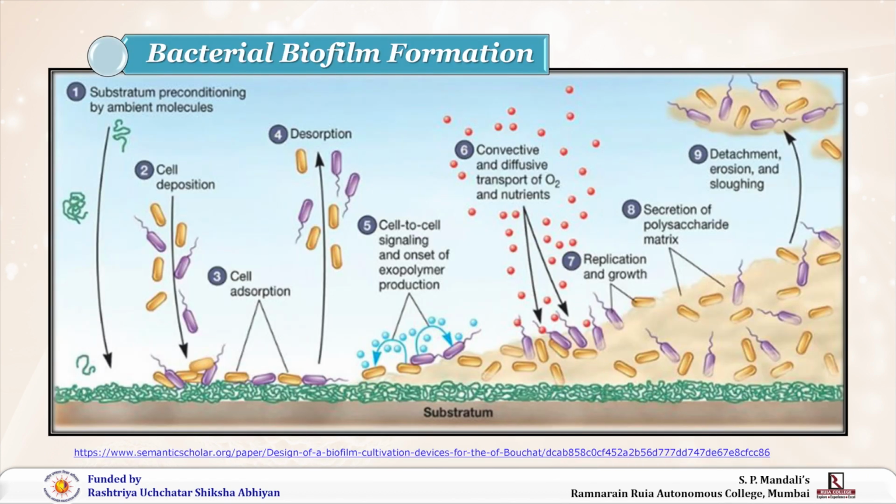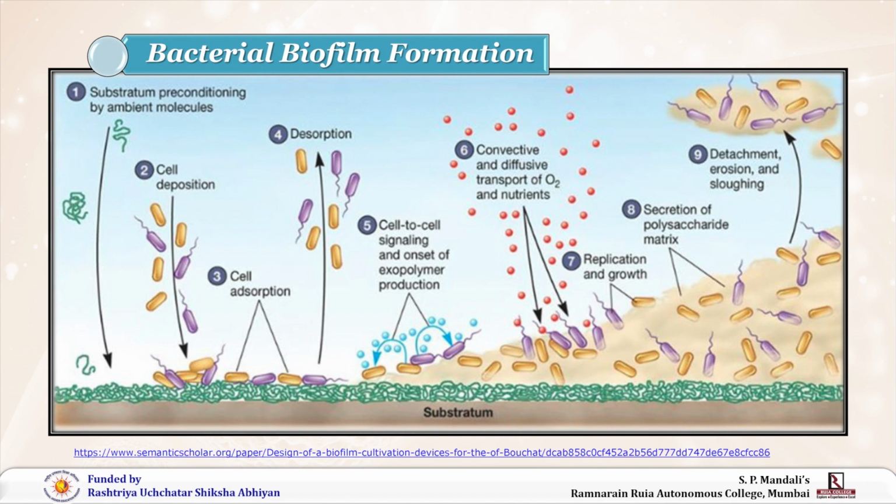So, here is a picture that is summarizing the steps of biofilm formation. The first step of substratum preconditioning by ambient molecules, as I had earlier said, is required for the reversible attachment of the microorganisms. One can see that the cells are depositing and also adsorbing and desorbing from the surface, indicating that these steps are reversible.